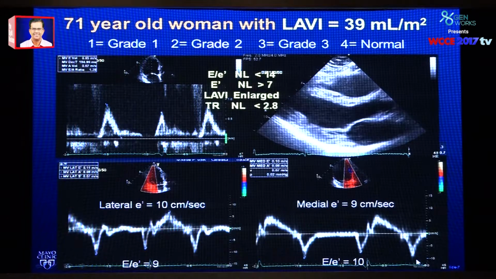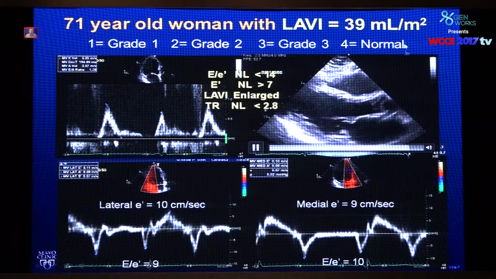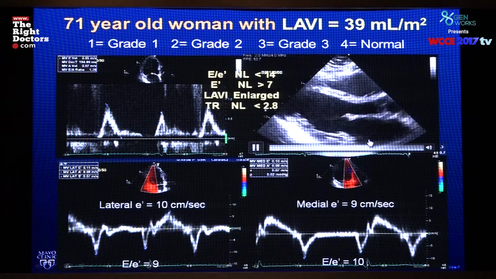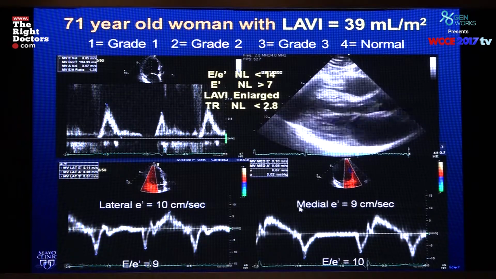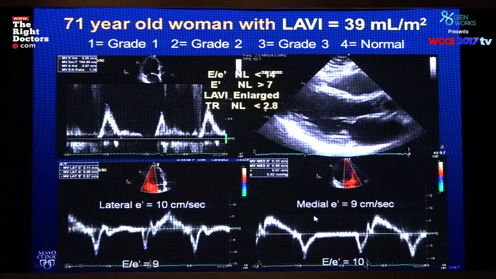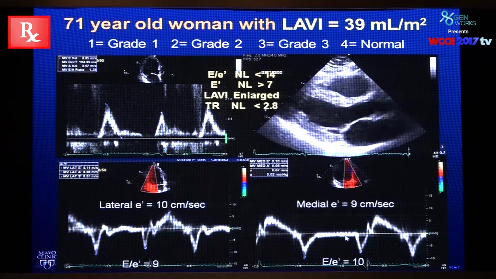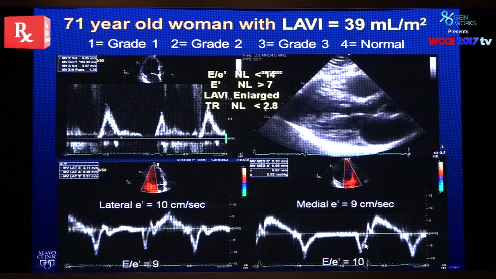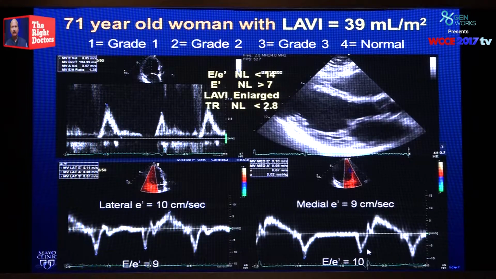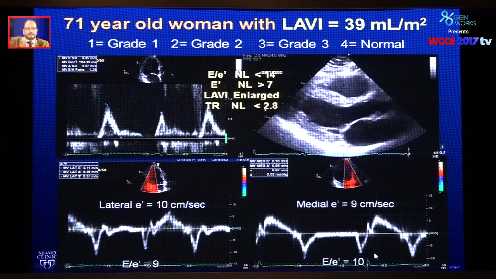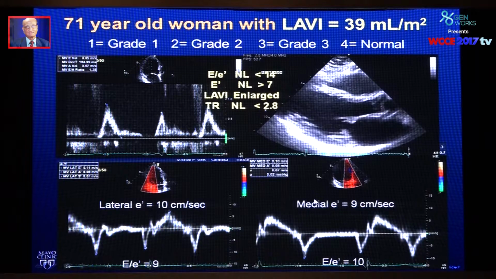This is a 71-year-old. LA volume is increased. 34 ml per meter square is upper normal, this one is 39, which is increased. But the other parameters, E prime velocity is 10 at the lateral and 9 at the medial. So that tells you this 71-year-old individual has normal myocardial relaxation. And you cannot have diastolic dysfunction with normal relaxation, because the definition of diastolic dysfunction is that you must have a relaxation abnormality, right?